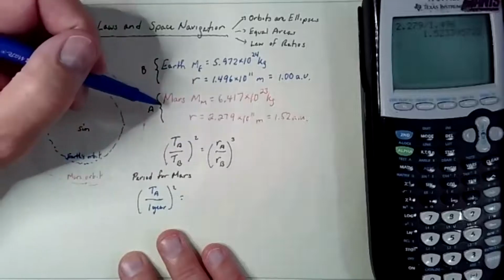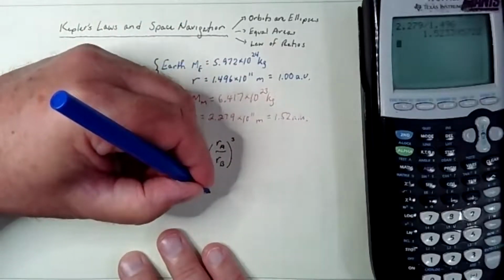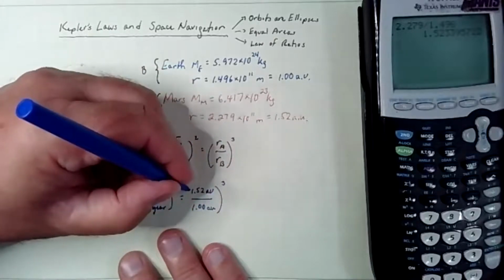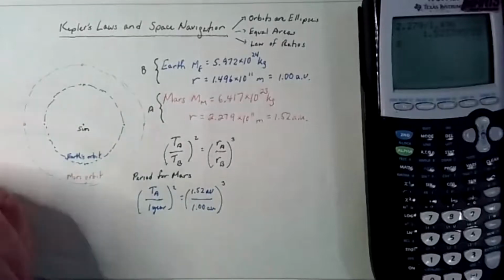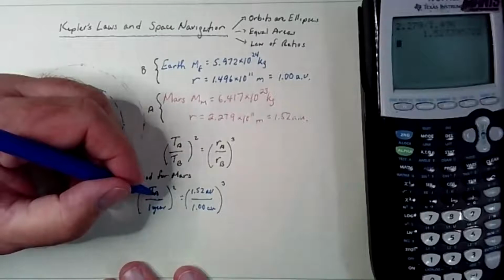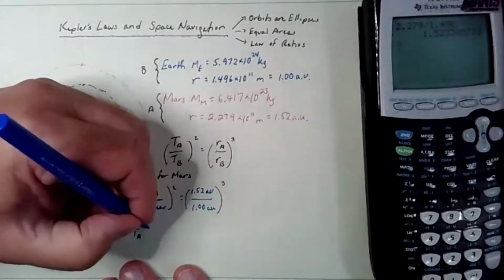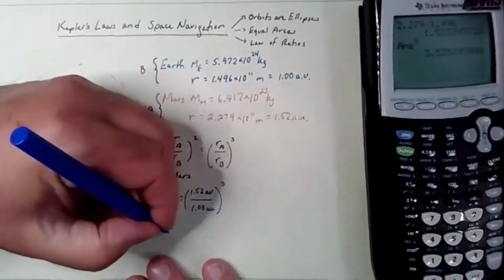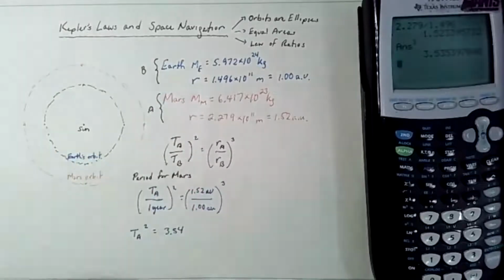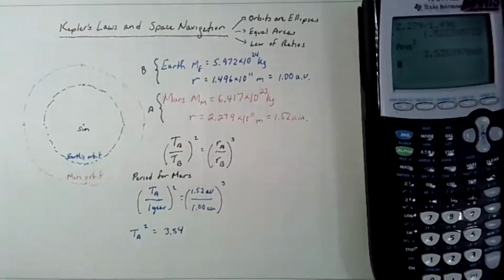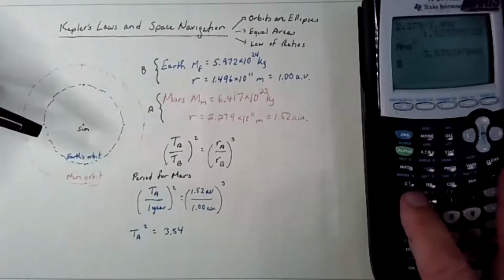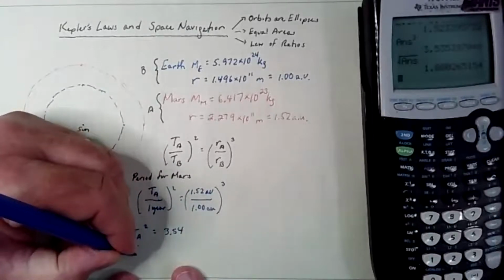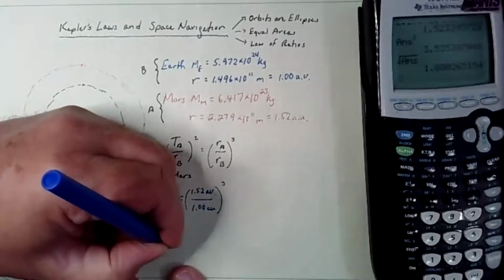And then the distance for Mars, I can use 1.52 astronomical units, divided by Earth, which is just 1 astronomical unit. So this is what I'm looking for, and this is 1. So the units that I get here are going to come out to be years. So TA squared is equal to, and then we'll cube this. 1.52 to the third power is 3.54. And then I'll take the square root of both sides, and I get 1.88 years.